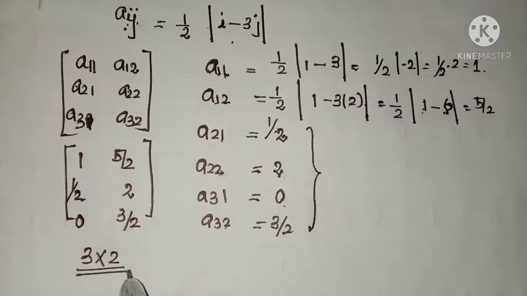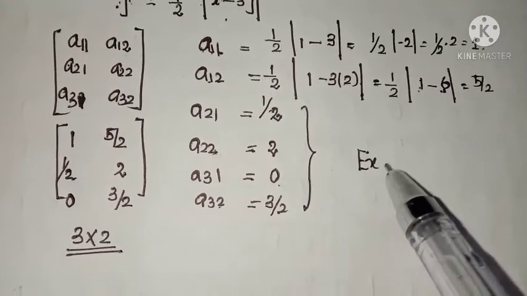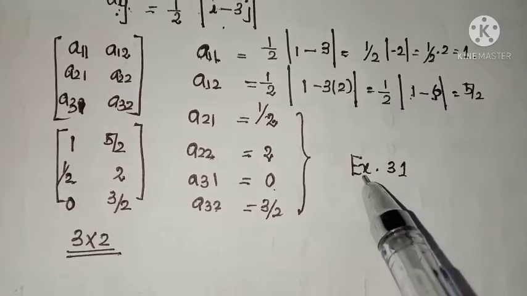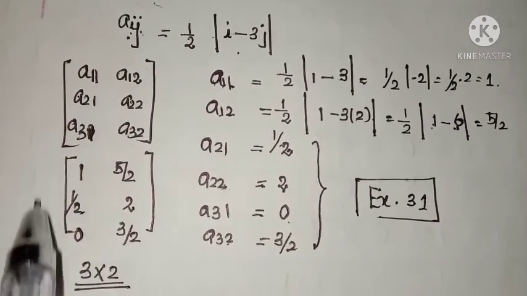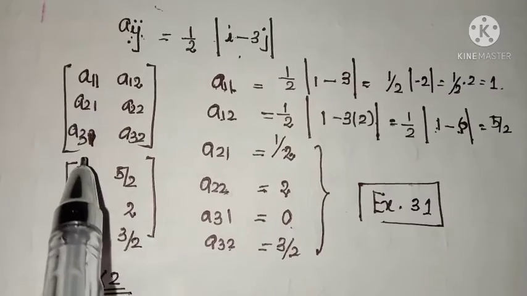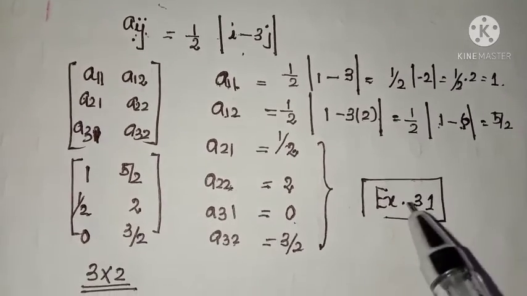So you can go through the examples and exercise 3.1. You can see some questions based on this concept, to construct a required matrix whose elements are in the form Aij given. Practice it well.